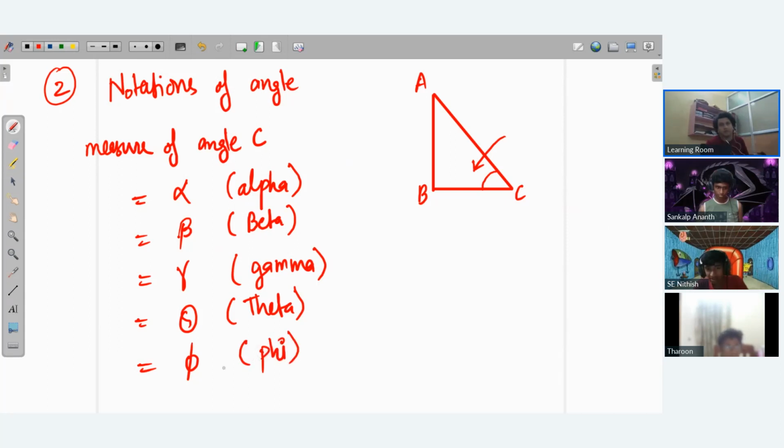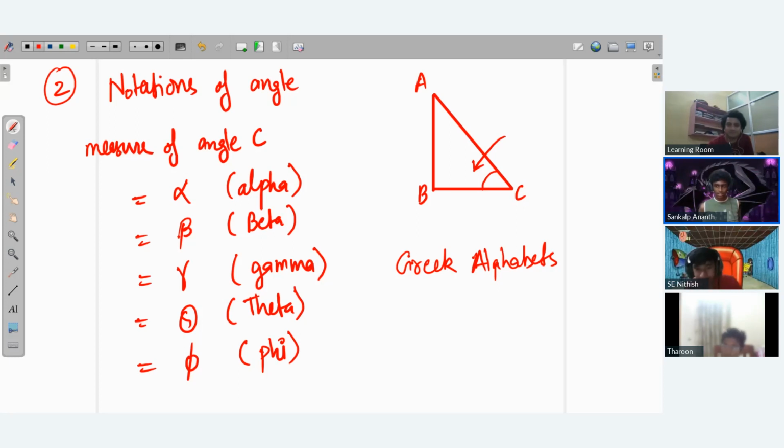One of these notations we might use: basically, all of them are Greek alphabets. Like in our English language we have 26 alphabets, likewise different countries have different languages with different alphabets. These angles are basically variables, but in Greek letters.